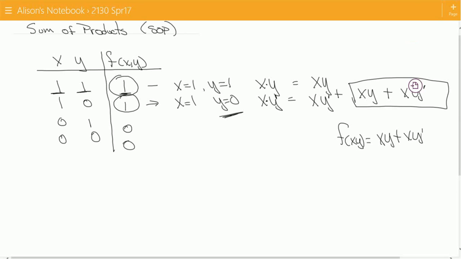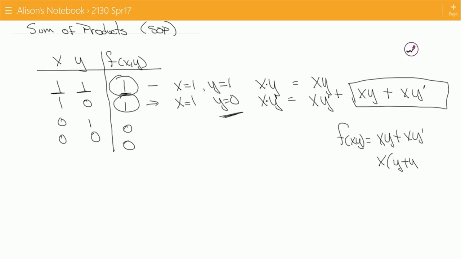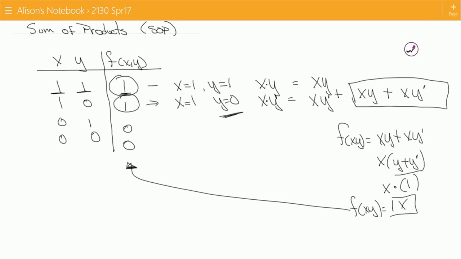Now I could simplify this a little bit farther by factoring the x out of both of them. That would give me x times y plus y naught. My simplification rules tell me that y plus y naught is equal to 1. So this is going to give me x times 1, and I know that x times 1 is x. So ultimately, this is the function that is generating this particular output column on that truth table.